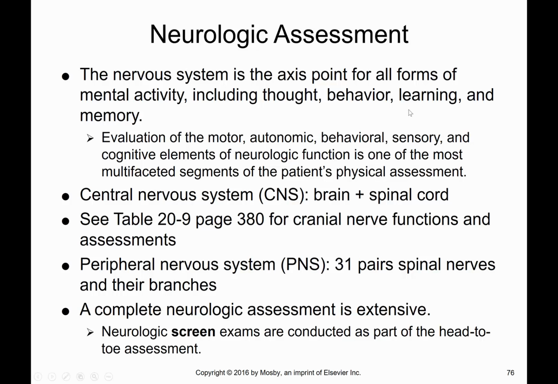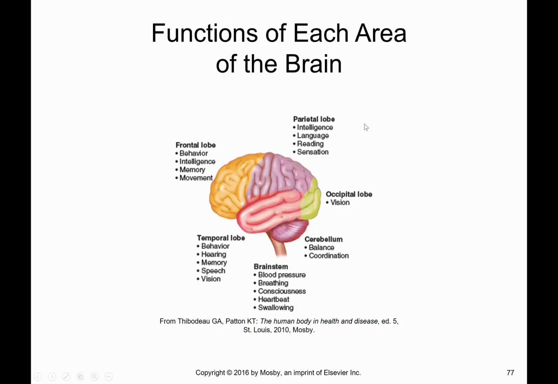Anyways, a neurological assessment. I don't typically do this full neurological assessment on my patients unless their diagnosis is indicative of a problem here. So just differentiating between the central nervous system, which is the brain and the spinal cord, the peripheral nervous system, which is the spinal nerves, and then there's the autonomic, parasympathetic and sympathetic nervous systems. But here is just a summary of the functions of the different lobes of the brain.